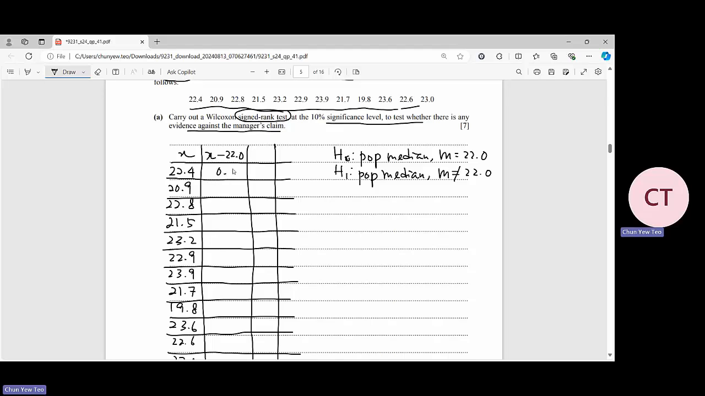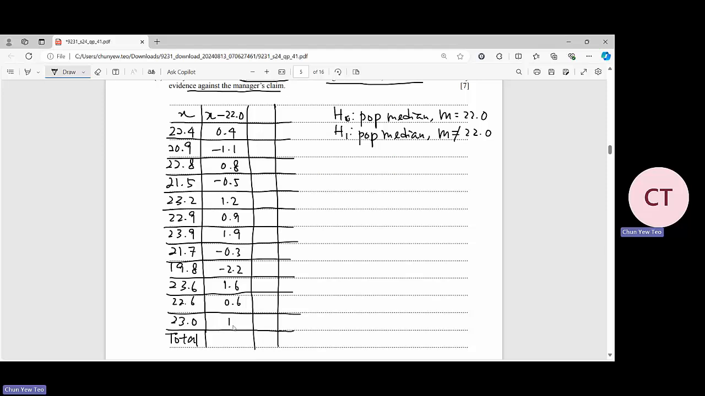So here you get 0.4. Here you get negative 1.1, 0.8, negative 0.5, 1.2, 0.9, 1.9, negative 0.3, negative 2.2, 1.6, 0.6, and 1.0.